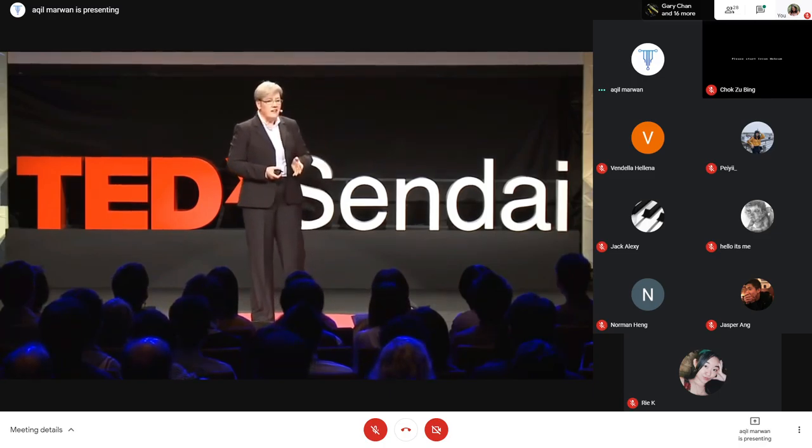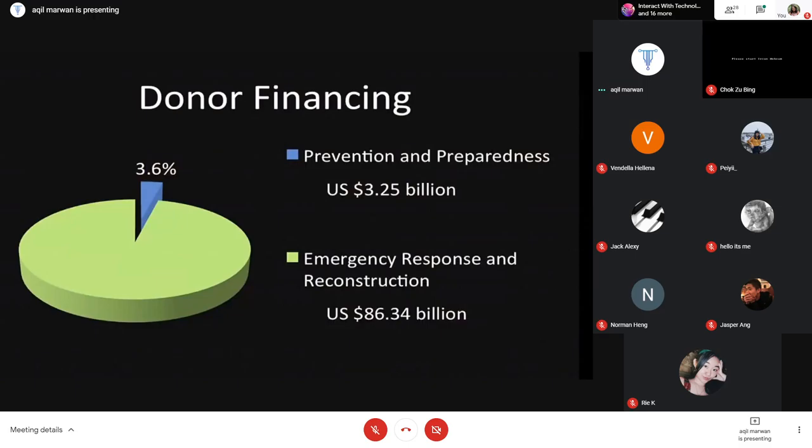Between 1980 and 2009, the international community spent $90 billion on disaster-related assistance. But of that $90 billion, only 3.6% was invested in prevention and preparedness. The other 96% plus was invested in emergency response and reconstruction. We have to change those numbers. We have to switch that graph around. In fact, we have to move from a tradition of response to a culture of prevention, a culture of resilience.